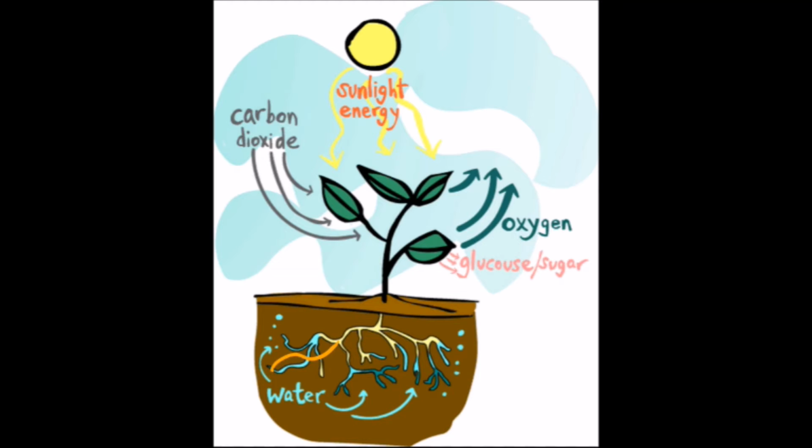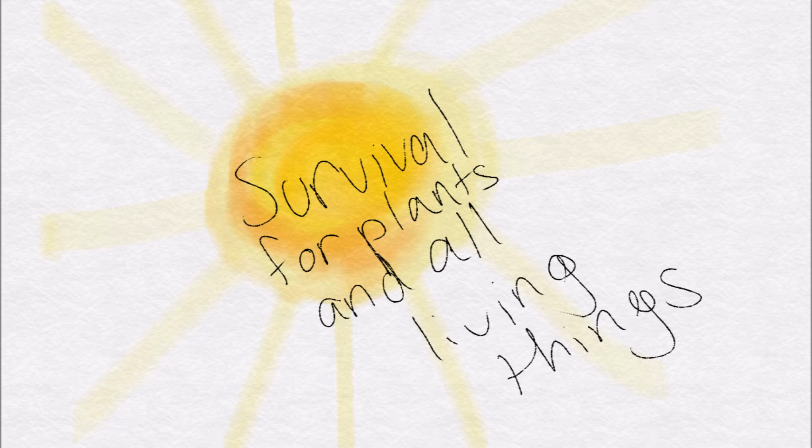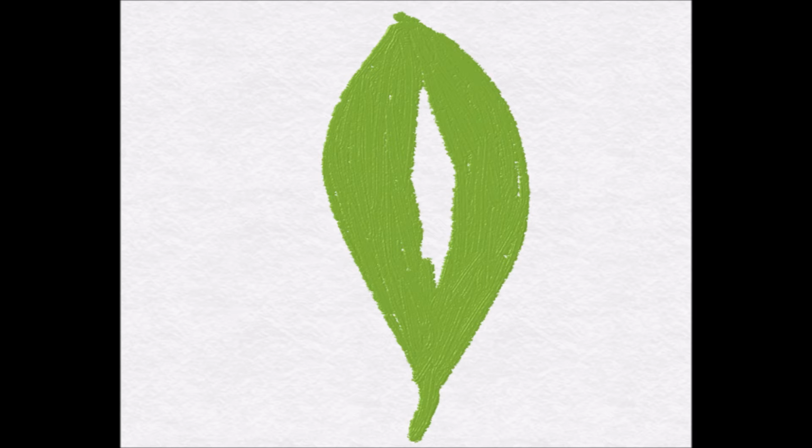The process of photosynthesis is possible because of green plants. They contain a substance called chlorophyll, which captures energy. The sun is an important source for all living things, even plants. As I mentioned earlier, green plants can create their own food, and because of chlorophyll, photosynthesis is possible.